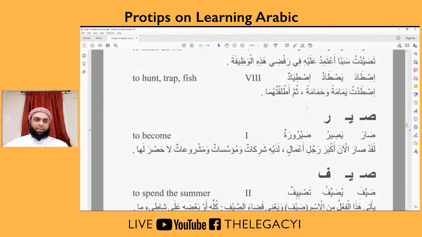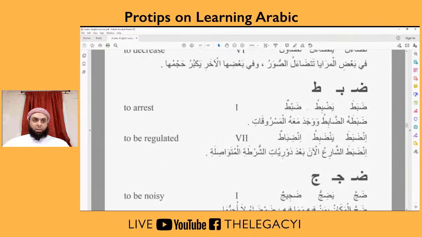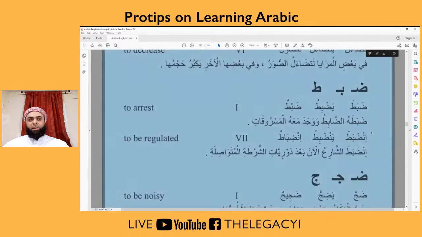So in any case, okay, ضبط يضبط ضبطا. You'll note that typically in an Arabic dictionary they would have this as mansub, but here this is the verbal noun form. Here it's not.